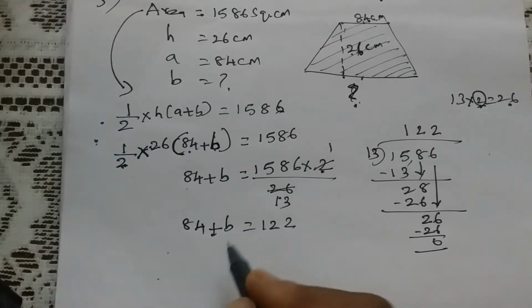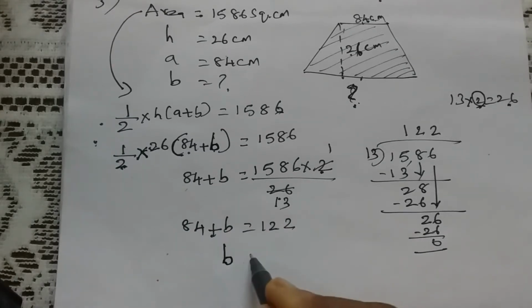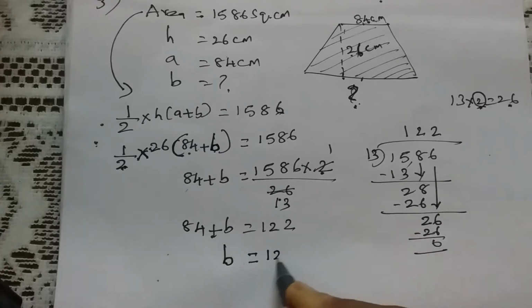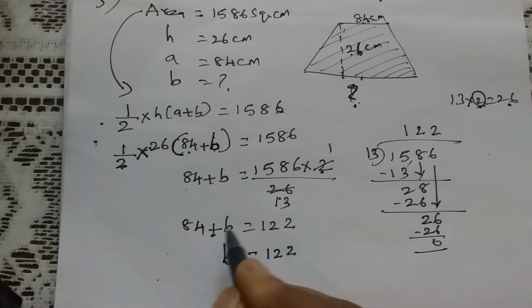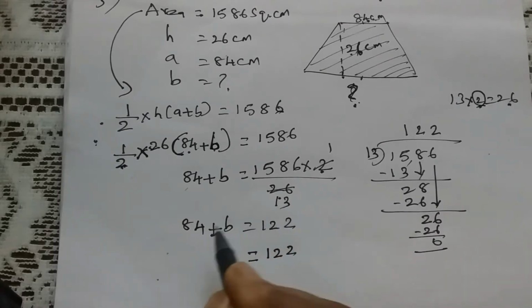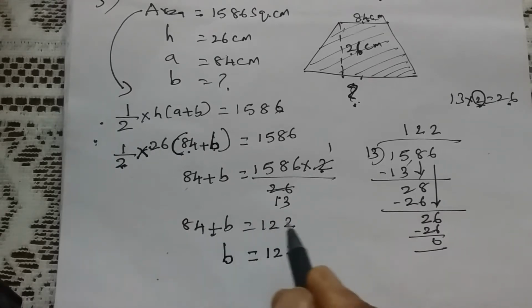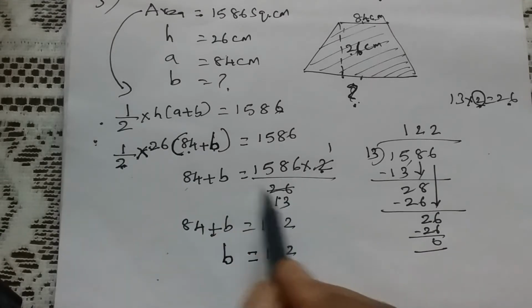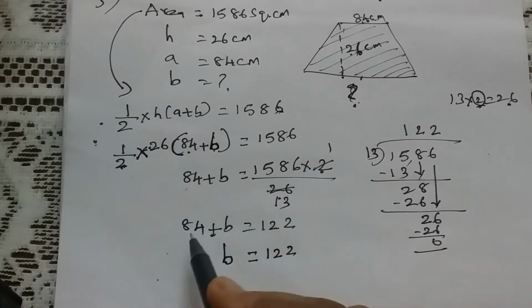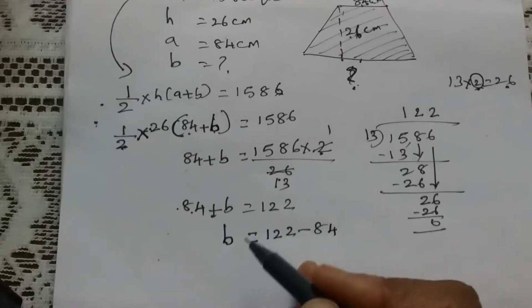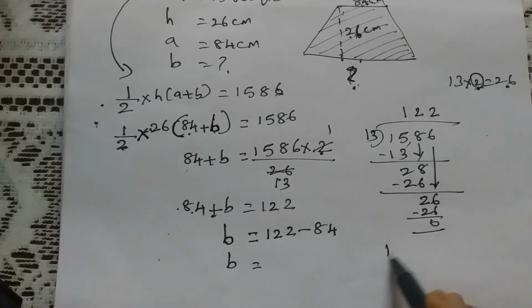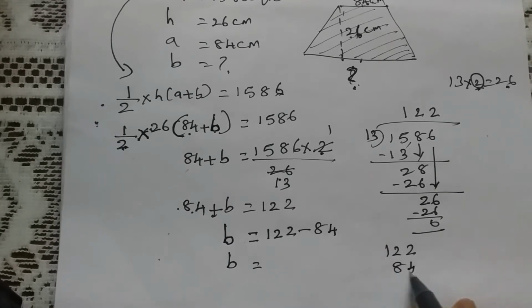Now we have to find b. Keep only b here. The parallel side is equal to the right hand side 122 as it is, and we know when you change the sign from left hand side to right hand side, plus becomes minus, minus becomes plus, multiplication becomes division, and division becomes multiplication. So here between 84 and b, the operation is addition, and the sign of 84 is plus. So plus 84 becomes minus 84. You just subtract, you get the answer. So from 122, subtract 84.